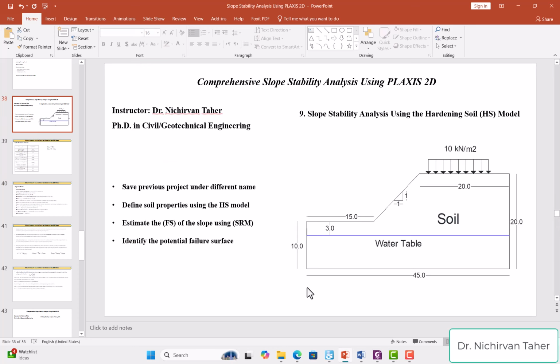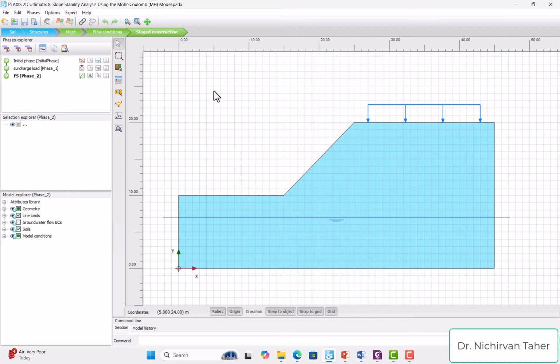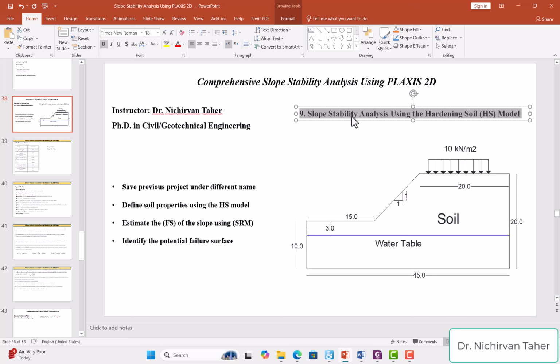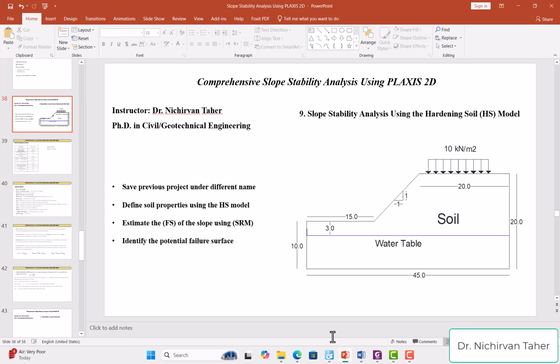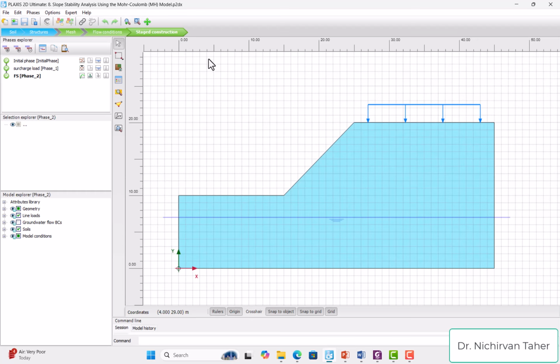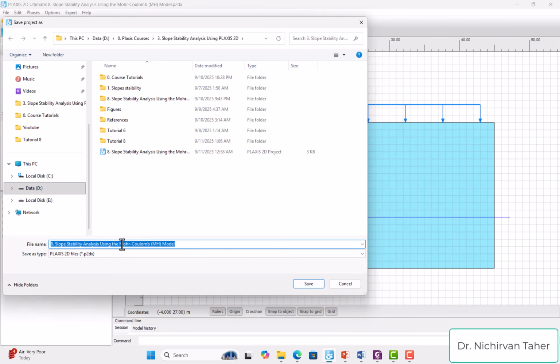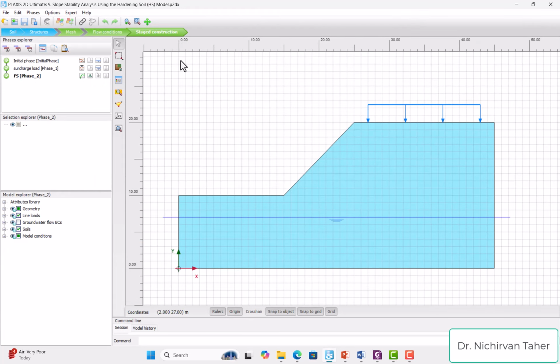So what will we do now? We have this example from lesson 8, tutorial number 8. We will try to save this project under a different name, so we don't need to model everything from the beginning. So I will copy this title, and we have this Plaxis project from the previous lesson. We click on File and Save Project As. I will paste the title in here right now. This is tutorial number 9, as you can see.